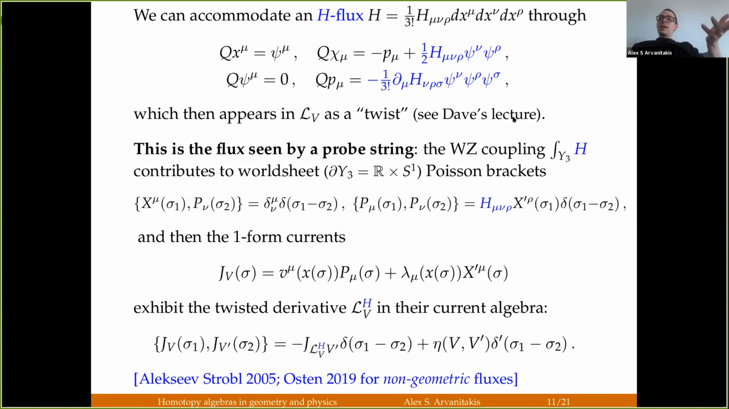So consider a cylindrical world sheet. So you have time R and then space is S1. And then you couple the cylindrical world sheet to the 3-form by pulling it back to a 3-dimensional manifold whose boundary is the cylinder.